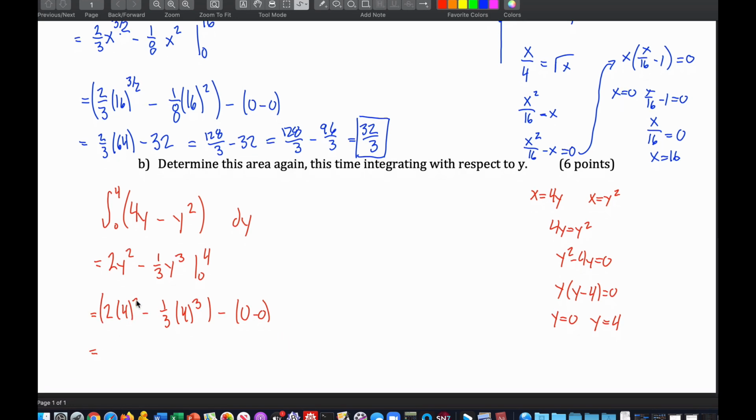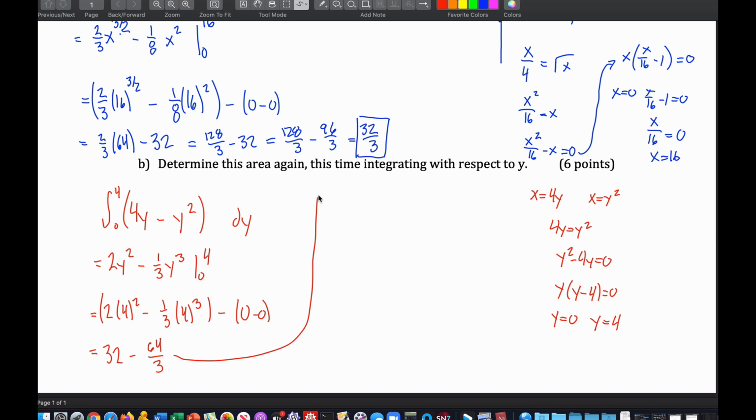So what do I have here? Let's see, 4 squared is 16, and 2 times 16 is 32. And then 4 cubed, 4 times 4 is 16, and 16 times 4 is 64. So I get 64 thirds here. And hopefully 32 minus 64 thirds is the same as 32 thirds.